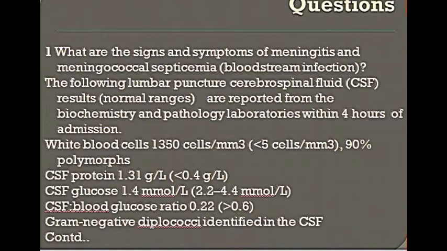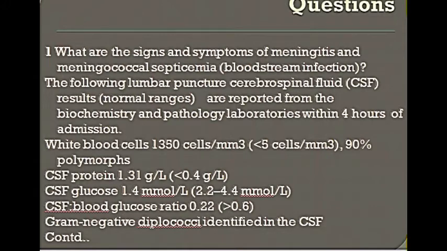In CSF, the white blood cell count is usually raised above 50 cells per millimeter in all cases of infective meningitis, up to 6,000 cells per millimeter in TB, and in viral meningitis it is up to 1,000 cells per millimeter, and in cryptococcal meningitis it is greater than 1,000 cells per millimeter in bacterial meningitis.